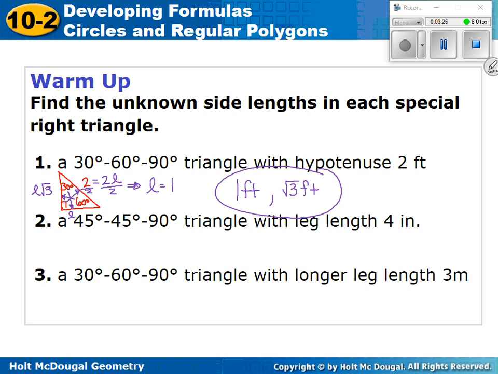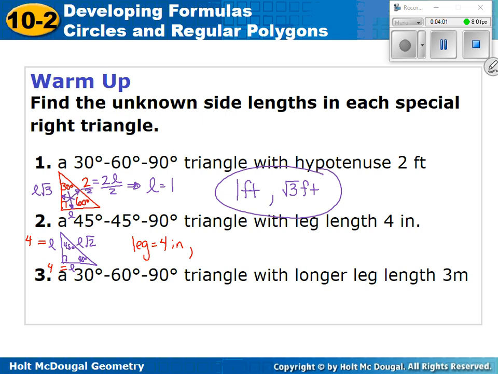Now we're going to switch to the 45, 45, 90. So first thing we're going to do is draw our triangle. 45, 45, 90. L and L on the legs and L square roots of 2 on the hypotenuse. According to the problem, we have a leg that has a length of 4. So what's going to be 4 in our picture here? L. The leg is 4. So if the leg is 4, then the other leg is 4. 4 what?